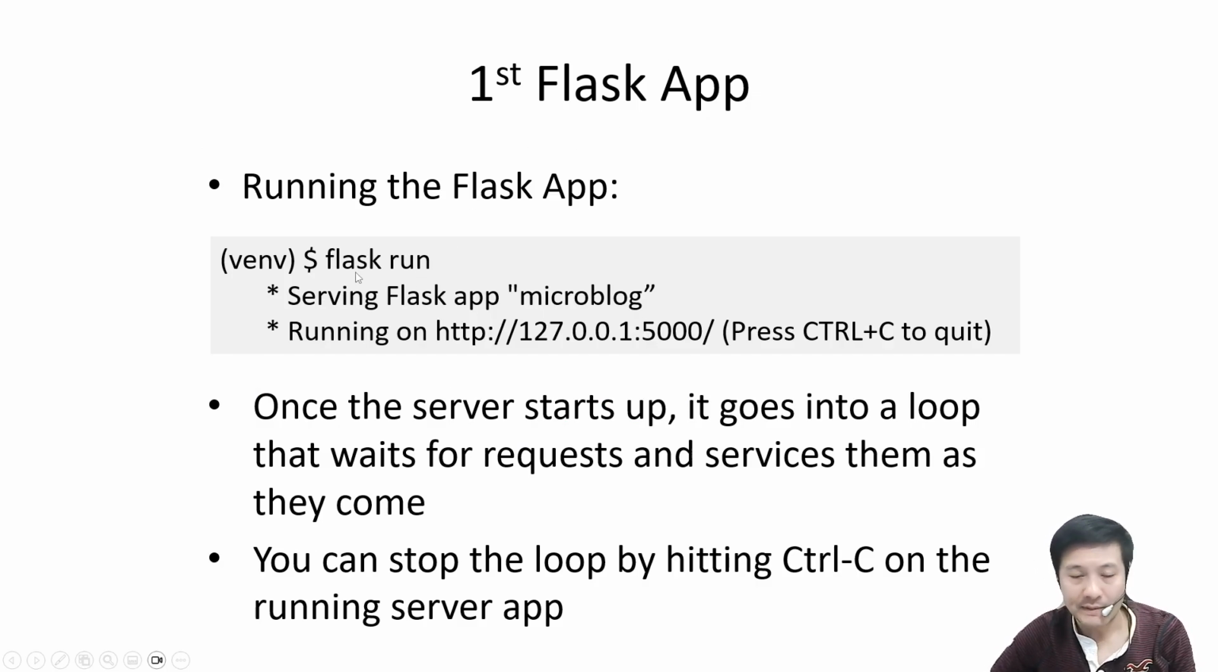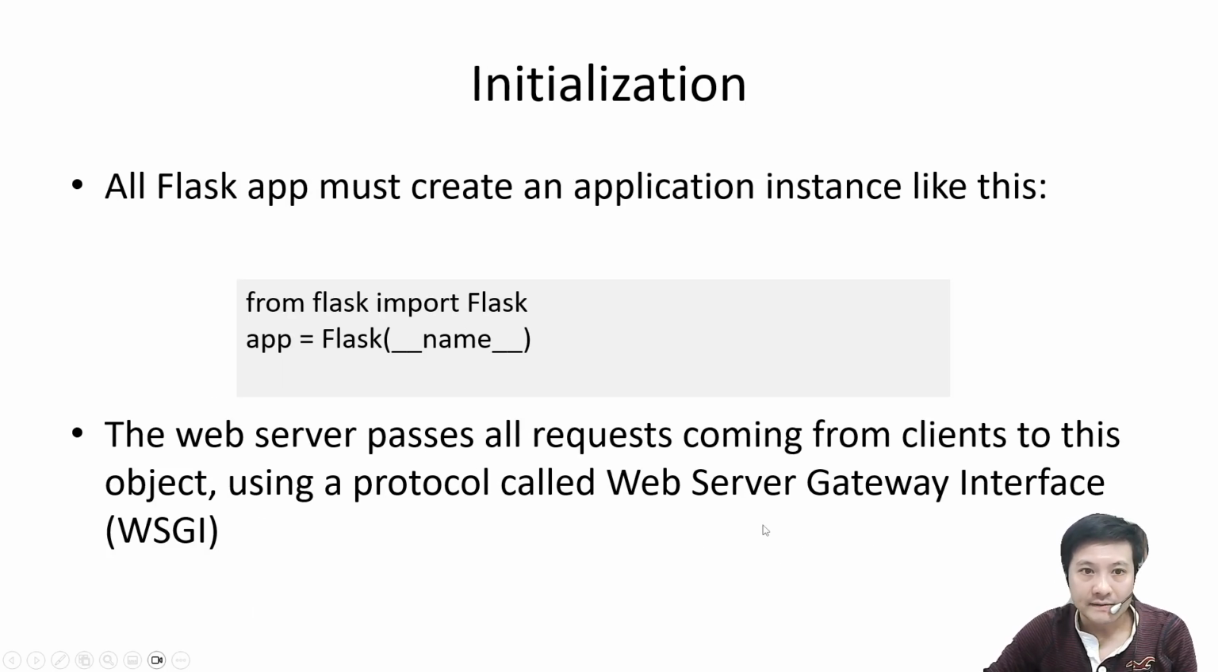When you run the application, you just type flask run, and then it will show this development server for you. You don't have to install anything. By default, using Python, it is already able to become a web server for you, and it will start the web server. If you want to stop it, remember to press Control C, and then you will stop the web server. And the initialization is those two lines of source code.